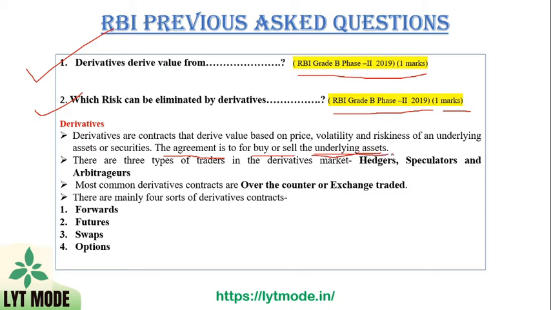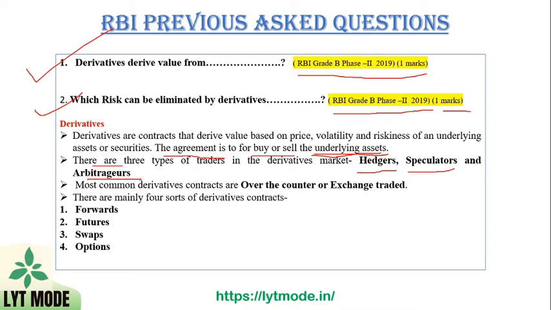It is very clear and simple that a derivative is a contract that derives value from the underlying asset, which investors and businessmen use to reduce that risk. There are three types of traders in the derivatives market: hedgers, speculators and arbitrageurs.